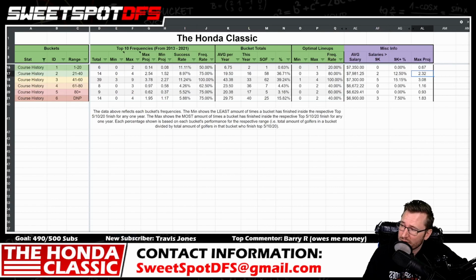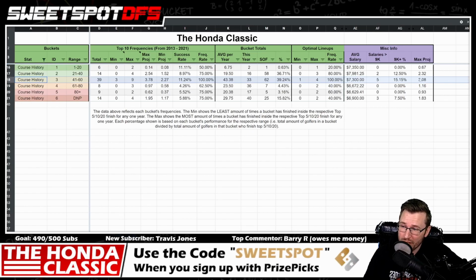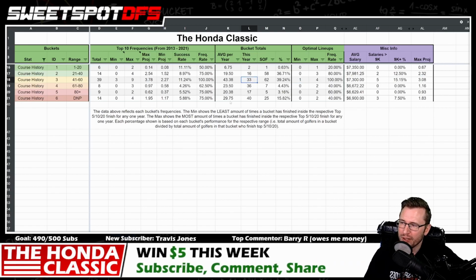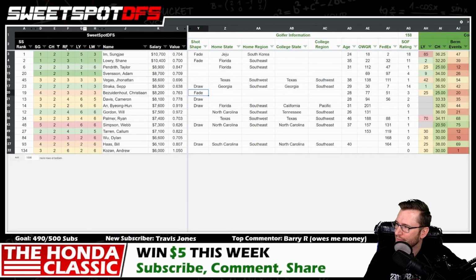I think that's fine. Course history 3s. This is a bigger bucket, 2 to 4. And that doesn't change when we include the sweet spot ranks. 100% frequency rate of getting at least 3 golfers inside the top 10 from this bucket. And 100% frequency rate of getting at least 1 in the optimal lineup. So, 33 golfers to choose from. Play with confidence. Course history 3s.